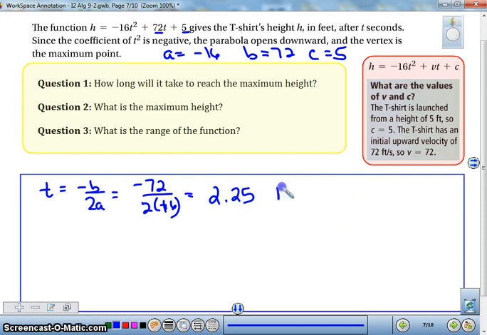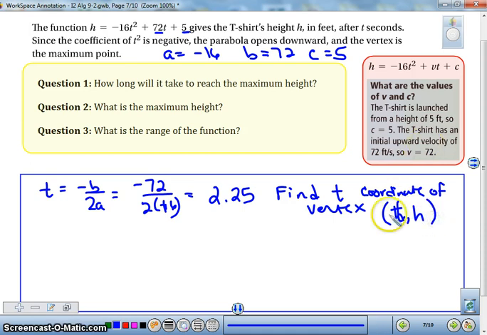If we are thinking about this, remember, we want to find the t coordinate of our vertex. And remember, our vertex is going to be located at t, comma, h. So this first one is our t, that's our time, what we just found. So the question, how long will it take to reach its maximum? 2.25 seconds at this point.